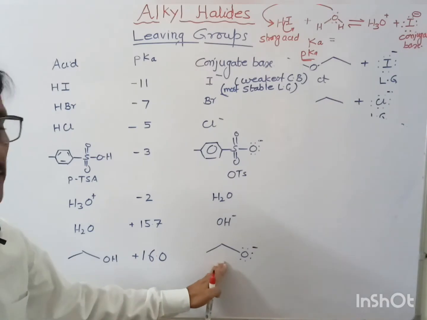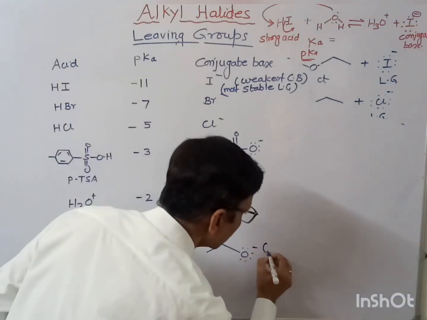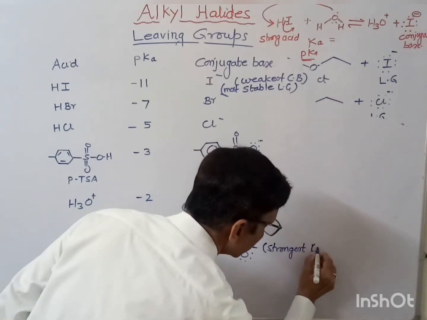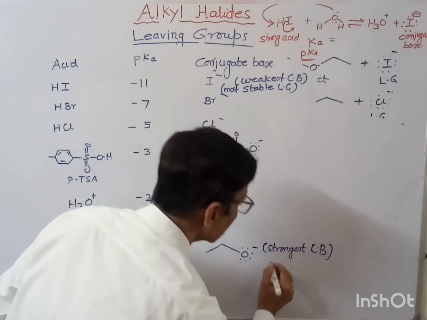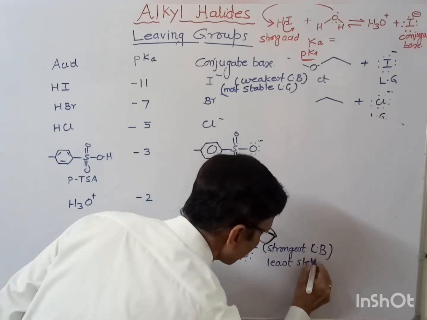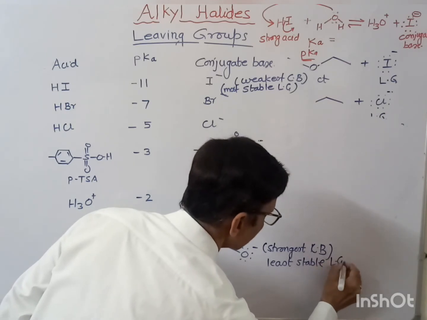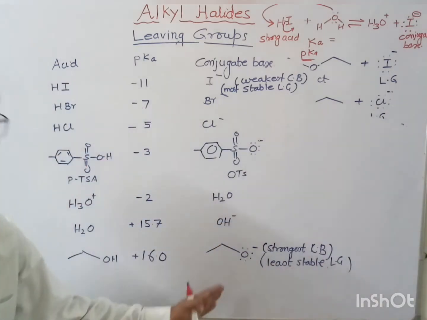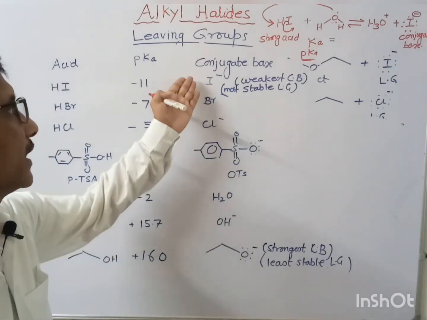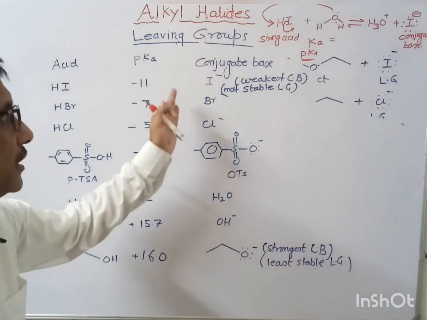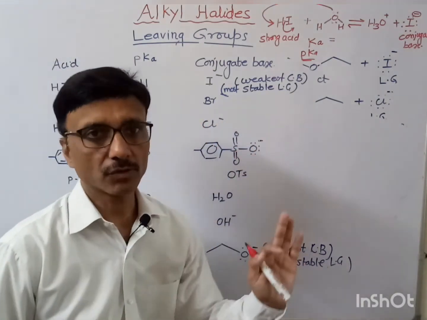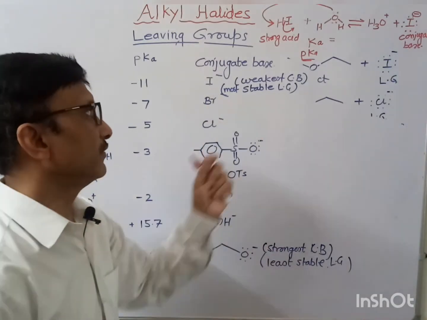Whereas this ethoxide ion is the strongest conjugate base, and this is the least stable leaving group. It will not leave easily. This ethoxide ion will not leave easily, whereas this iodide ion can easily leave. So that's why it is a better leaving group. It is the most stable leaving group.